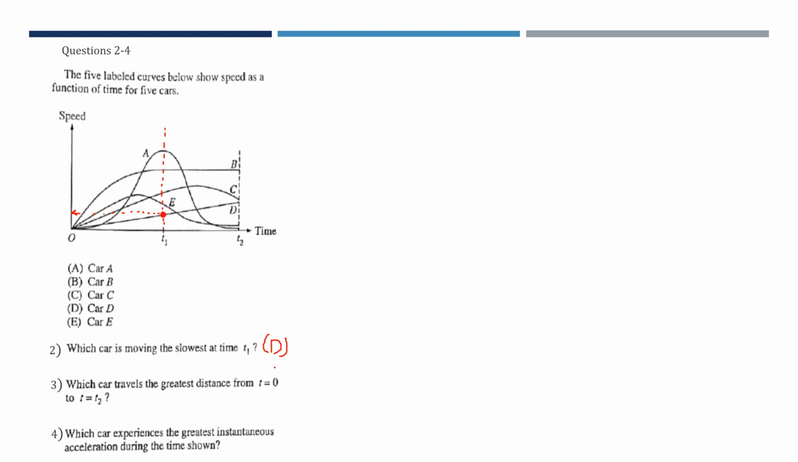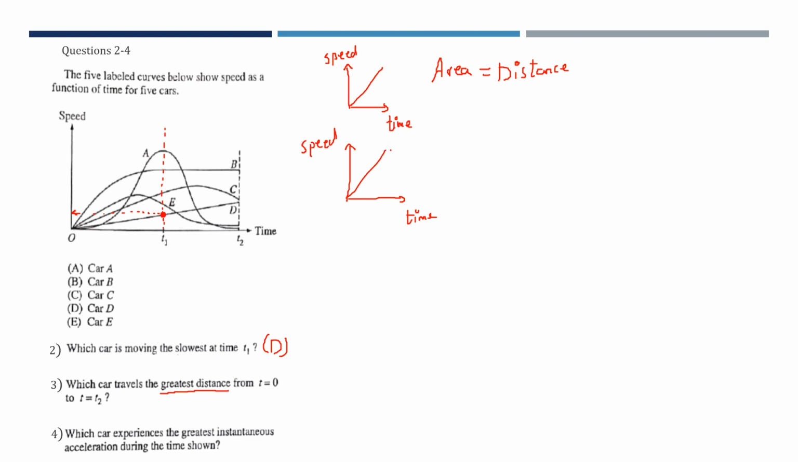Question number 3. Which car travels the greatest distance? The greatest distance in the speed-time graph. To have a greatest distance in a speed-time graph, don't forget that the area under the curve is the distance. So area of a speed-time graph is distance. What about the slope of the line? If we have a graph drawn between speed and time, don't forget that slope of this line is the acceleration.